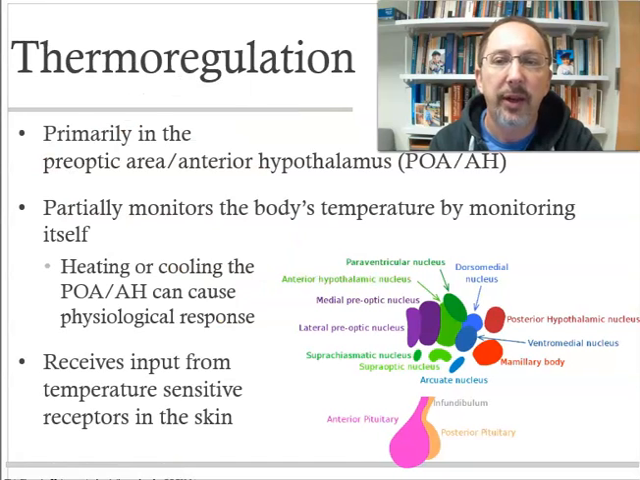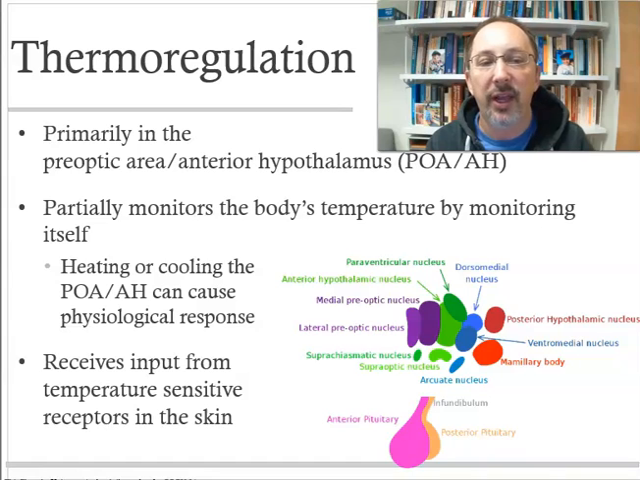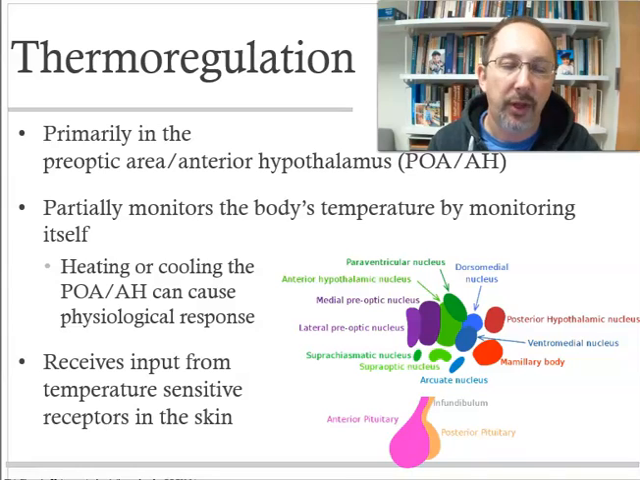When we look at thermoregulation, for instance, in the hypothalamus, we see this is primarily in the preoptic area, which is called the POA/AH, preoptic/anterior parts of the hypothalamus. And we see that in this area here, this kind of green area, and this purple here. So we see how these things are related to thermal regulation.